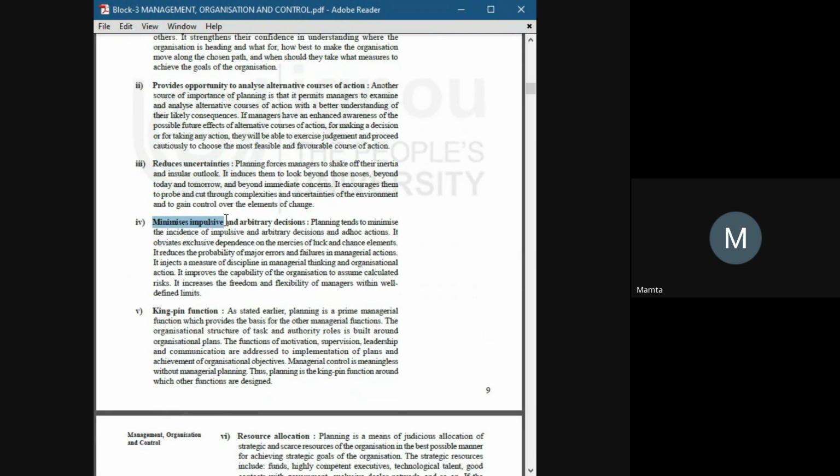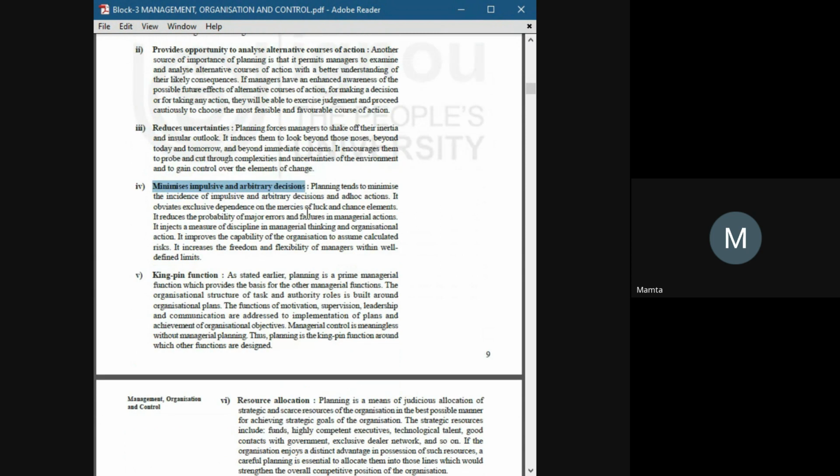Minimize impulsive and arbitrary decisions. It minimizes impulsive and arbitrary decisions. When situations arise, we take impulsive decisions in some situations. So planning helps a manager to minimize the impulsive decisions they take in a worst situation. So planning tends to minimize the incidence of impulsive and arbitrary decisions and ad hoc actions. It obviates exclusive dependence on the mercies of luck and chance elements. It reduces the probability of major errors and failure in the managerial actions.